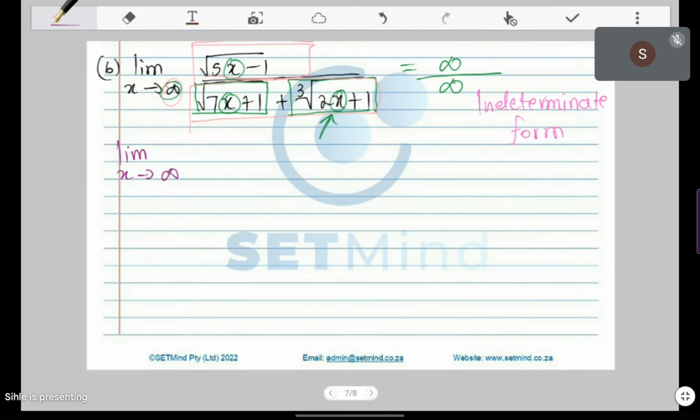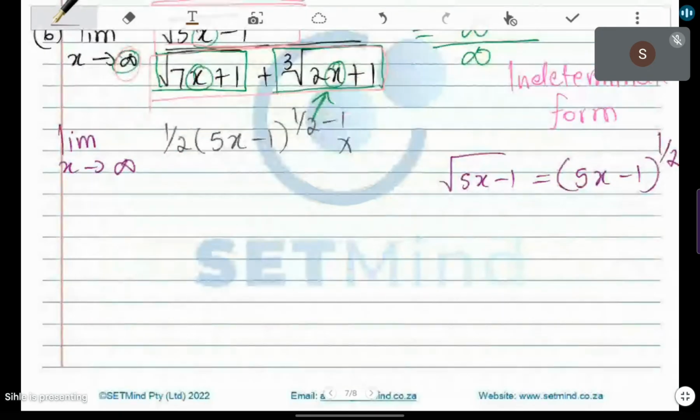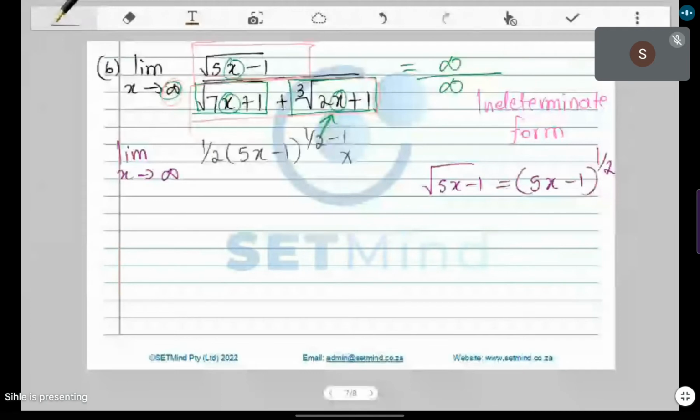If we derive the numerator, 5x minus 1 is simply 5x minus 1 to the power of 1 over 2. Right, so if we derive that, you'll get 1 over 2 times 5x minus 1 to the power of 1 over 2 minus 1, multiplied by, remember, chain rule. I'm going to multiply by the derivative of what is inside. When I derive what is inside, the term which is going to be left is 5. Cool. We divide, and then we apply the same principle in the denominator.